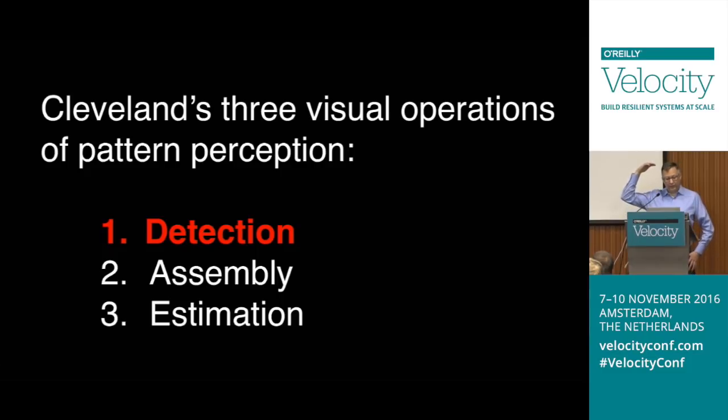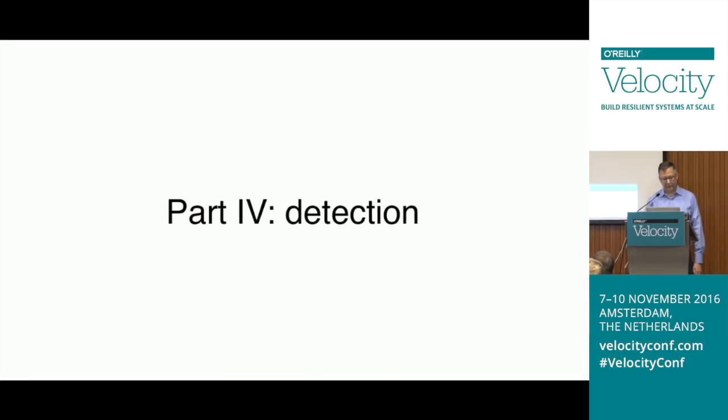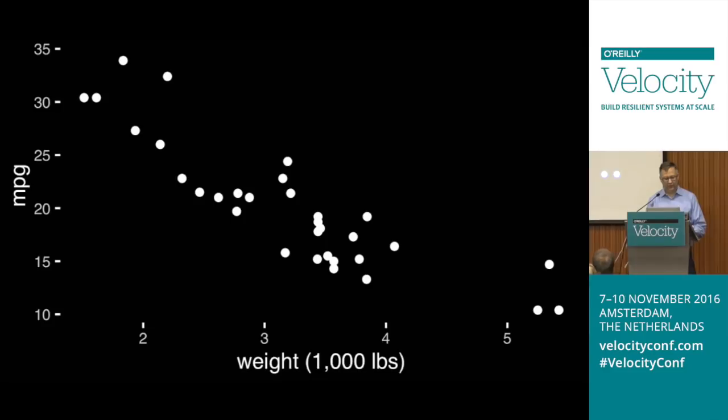Okay, now I want to move back up to the top, to the first of Cleveland's 3 operations of pattern perception. I want to talk about detection. Detection is the operation of recognizing that a geometric object encodes a physical value. And so most trivially, it's the recognition that each point in this scatter plot represents a car and encodes both the fuel efficiency and the weight of the car.